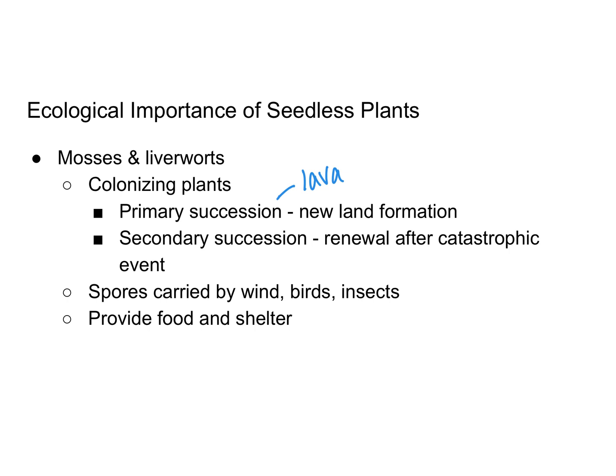Secondary succession is when you have an area that was previously inhabited by plants and animals, but something catastrophic happened that essentially killed everything off. And this could be something like a forest fire.